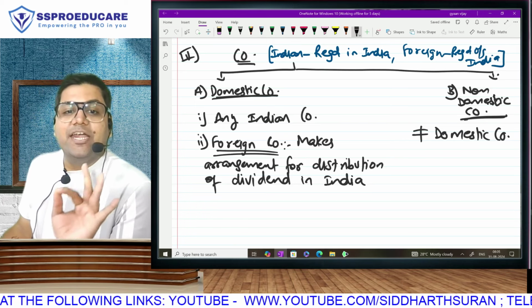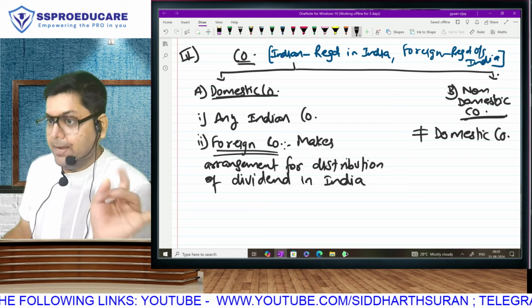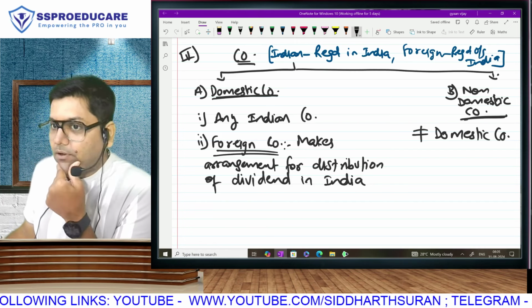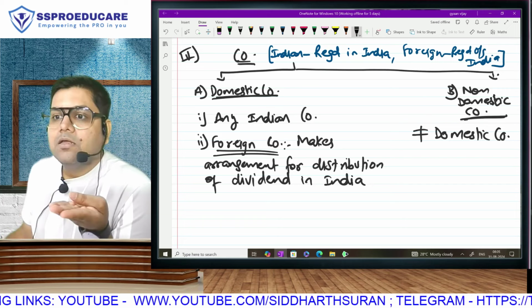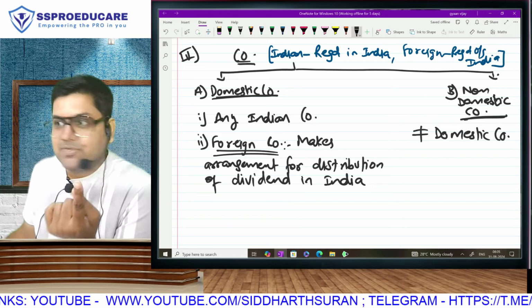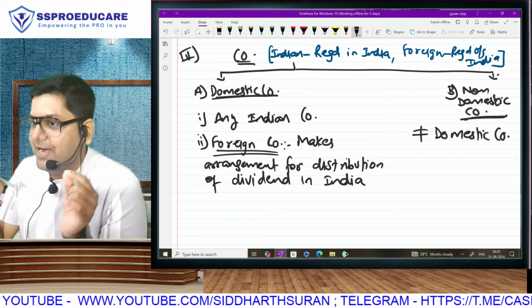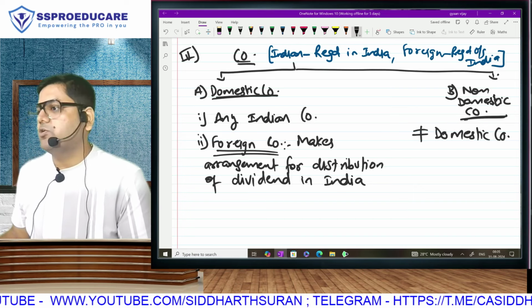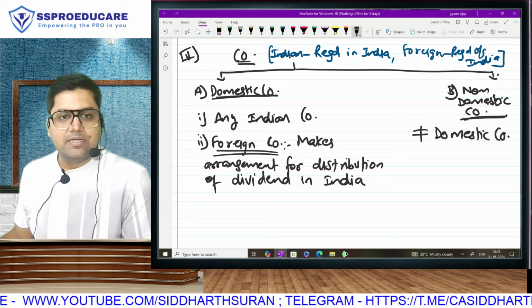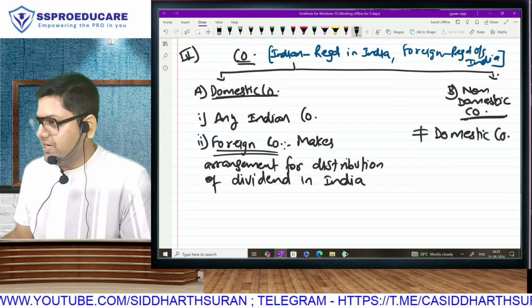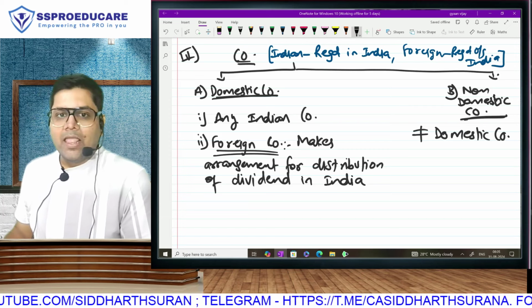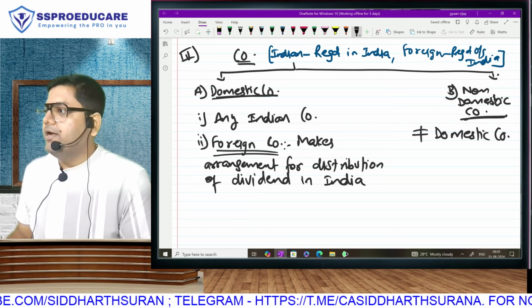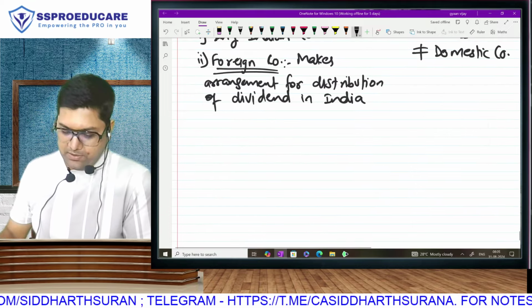Therefore, every Indian company is a domestic company, but, come on, you have to complete this. Every domestic company is not an Indian company, because sometimes a foreign company, when it makes arrangement, at that time the foreign company will also be considered as a domestic company. You understood the difference between Indian and domestic, and tax rates are given not for Indian and foreign. Tax rates are given for domestic and foreign.